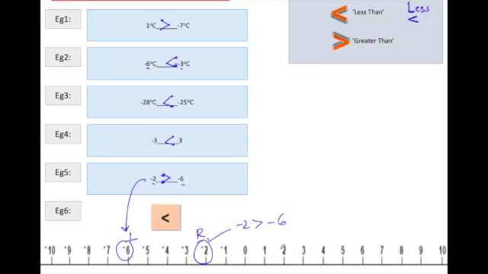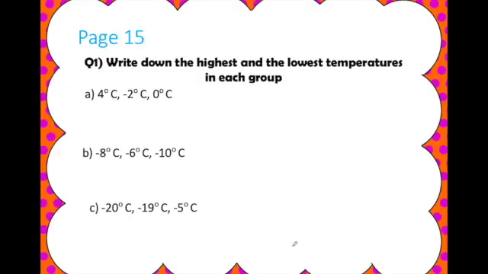Moving on to the exercise from the textbook. Write down the highest and the lowest temperatures in each group. So we just have to do only highest and lowest. You have to read the question carefully. Sometimes they will ask you to order, sometimes they will ask you to select the numbers.